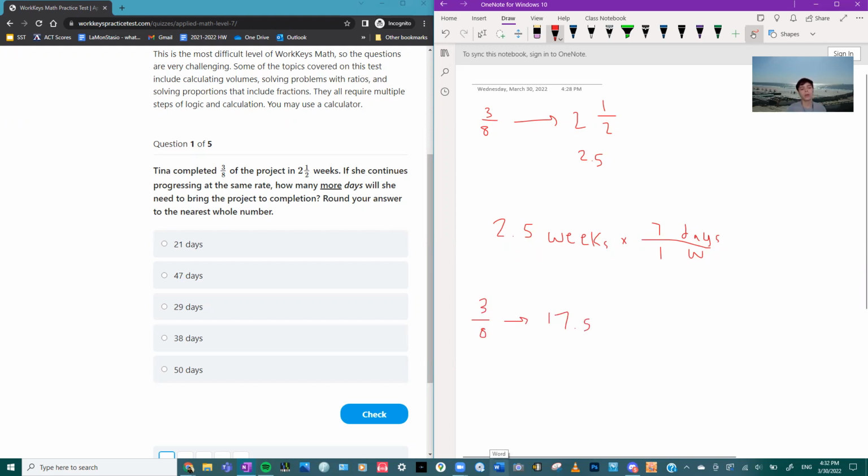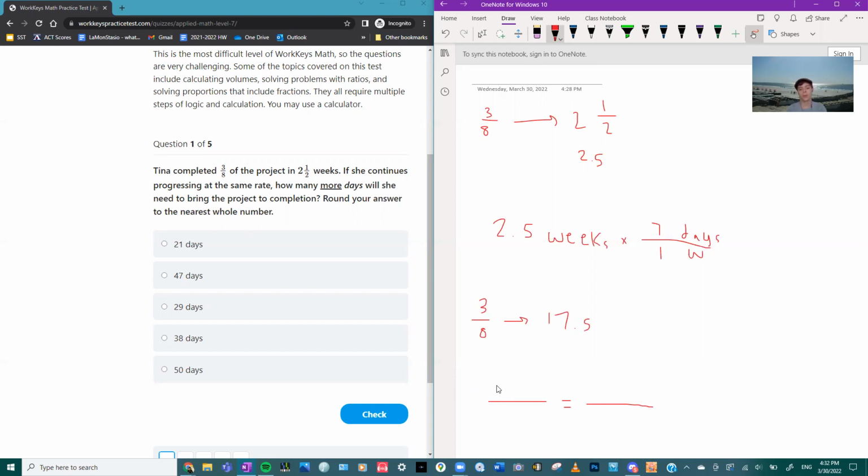But we're trying to think about how many more days it will take her for the whole project. So we're going to have to do a proportion. And when you have a proportion, you have two fractions set equal to each other. So on the numerators, you have one thing, and on the denominators, you have one thing.